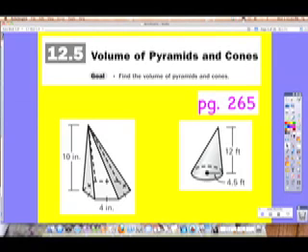Okay, volume of pyramids and cones. These are the formulas that my brain refuses to remember. So I get thankful for the reference sheet, for the internet. I can look them up.